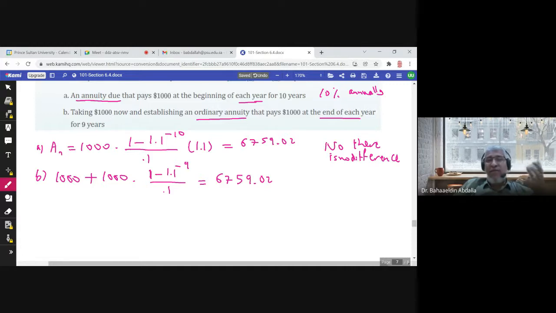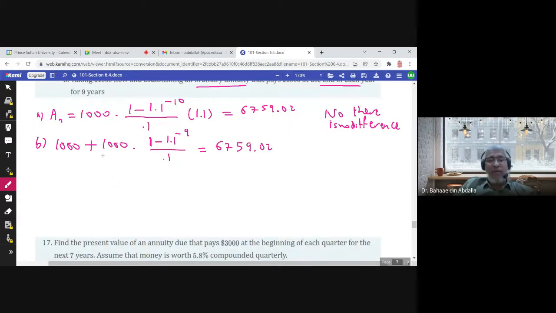and one payment will be taken immediately. So instead of annuity due that pays 10,000 at the beginning of each year, I will take the first payment now, and then I will deal with the other 9 periods as an ordinary annuity. And you can check from part B that these two formulas are actually the same.